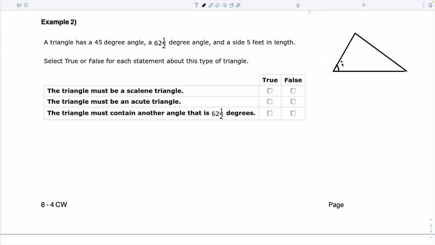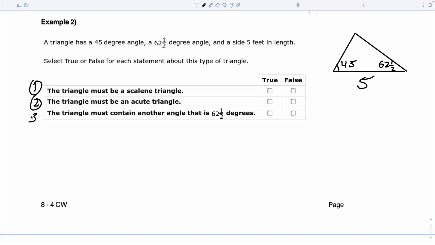You're going to fill in what you know. 45 is one angle, 62.5 is the other angle. And there's one side of 5 feet. Just put it on either one. It doesn't really matter where you see it. When you're asked to write true or false, you're going to treat this like 3 problems. Here's the first test that we're going to use. Is it a scalene triangle?